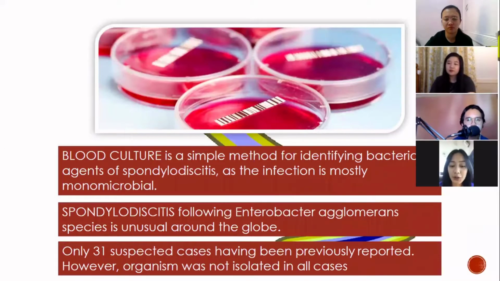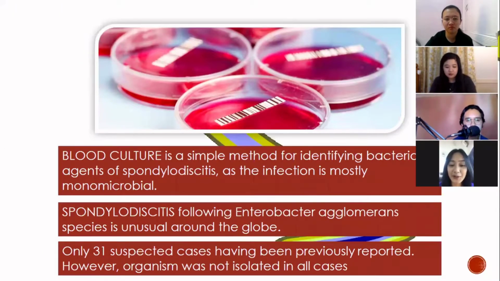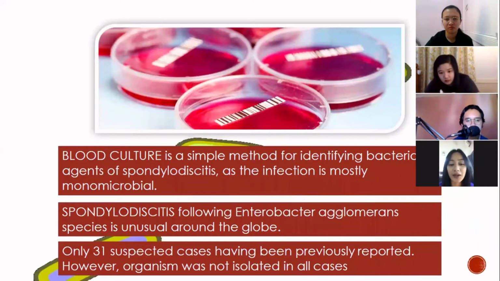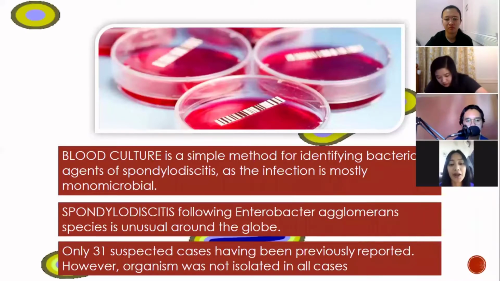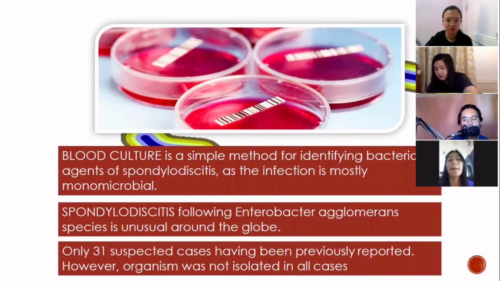Blood culture is a simple method for identifying bacterial agents of spondylodiscitis, as the infection is mostly monomicrobial. Spondylodiscitis following Enterobacter agglomerans species is unusual around the globe. Only 31 suspected cases have been previously reported. However, the organism was not isolated in all cases.